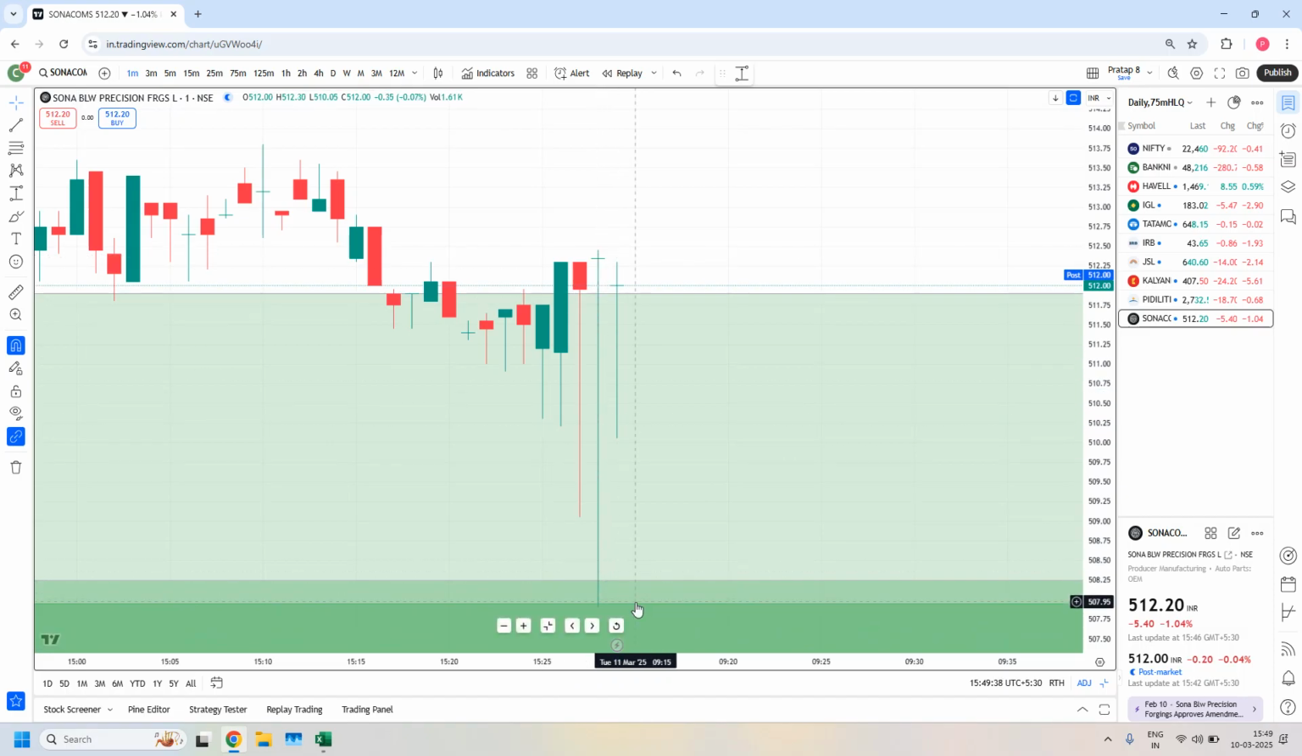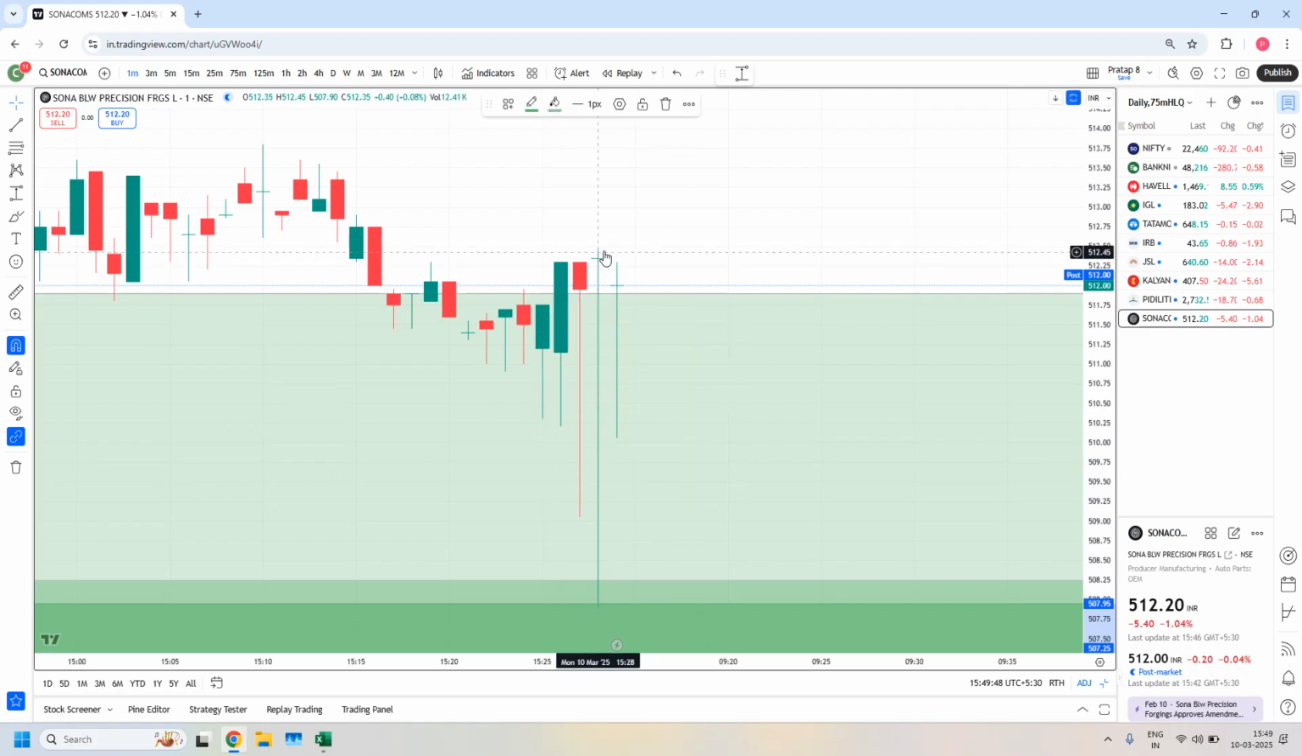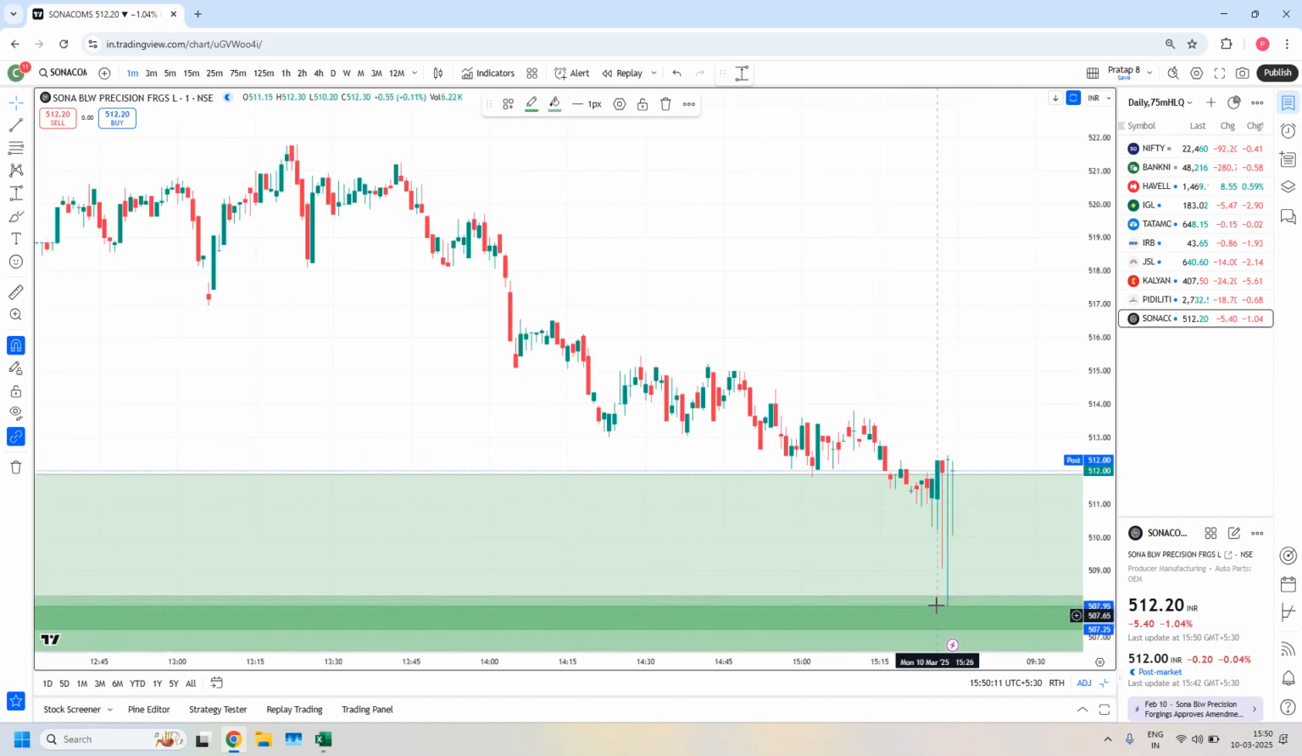How many points move? This is a 507.95 paisa. Let us see. See, 507.95 paisa. And up to where it went, the high of this candle? 512.45 paisa. So 2 rupee 45 paisa moved. 2 rupee 50 paisa. 2.5 rupees moved in just 1 minute period. You got the trade and sharply moved up. This is a fine-tuned 5 minute zone.